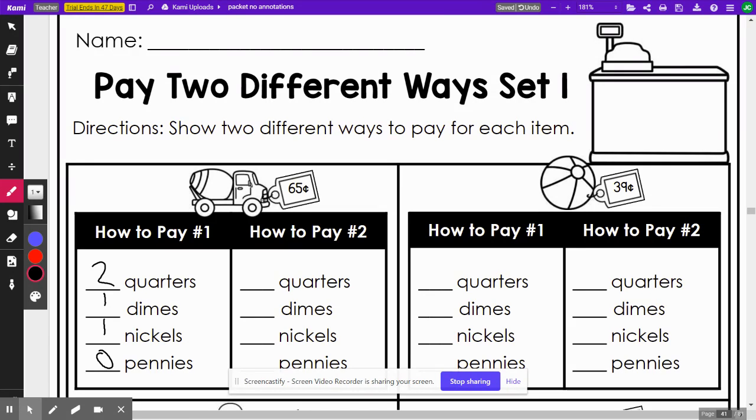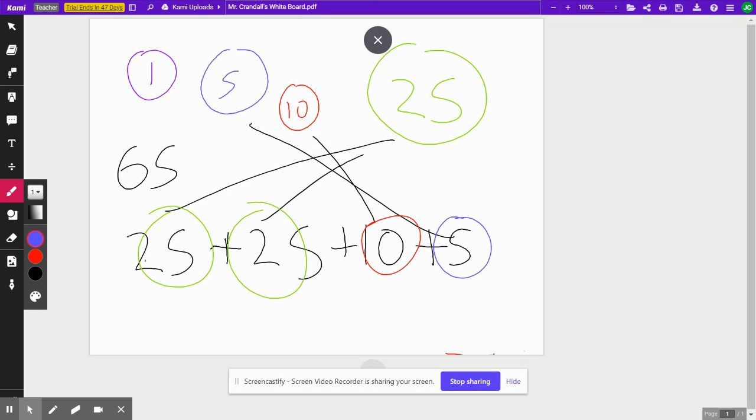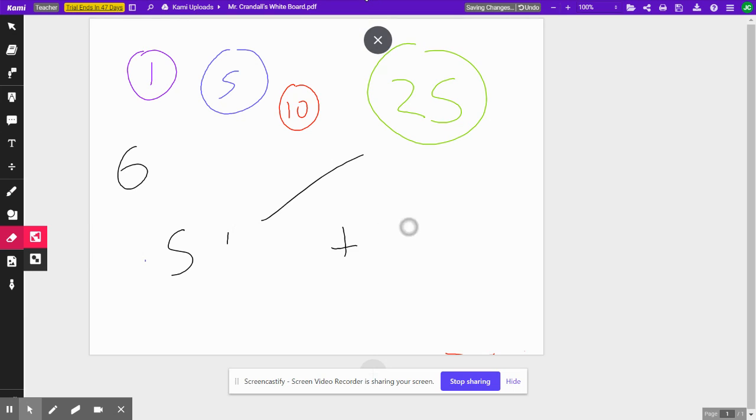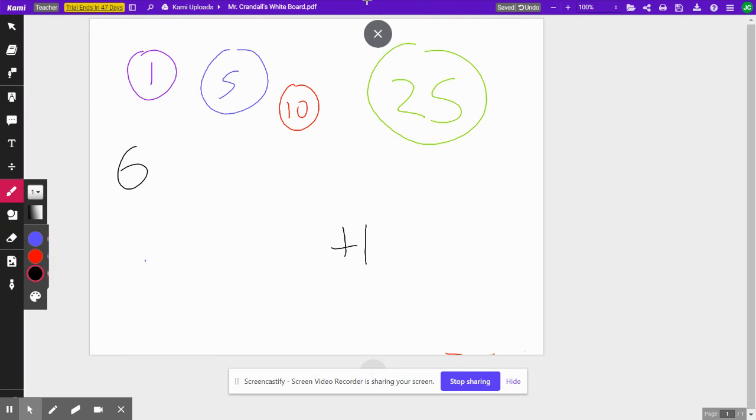I'm going to do this first one the very simplest, easiest way possible. Now, you wouldn't want to do this in real life because it would take forever. But you can always pay this whole amount in pennies. And I'll show you what I mean. We're looking to buy a toy for 65 cents. 65 cents can be paid by 65 pennies.